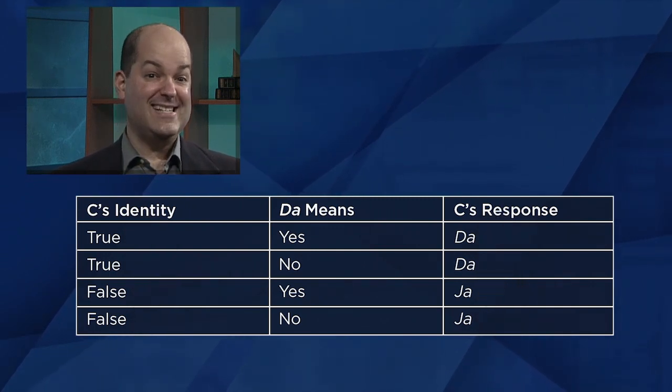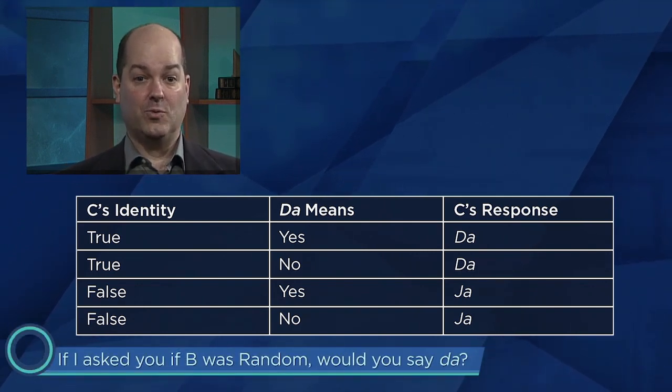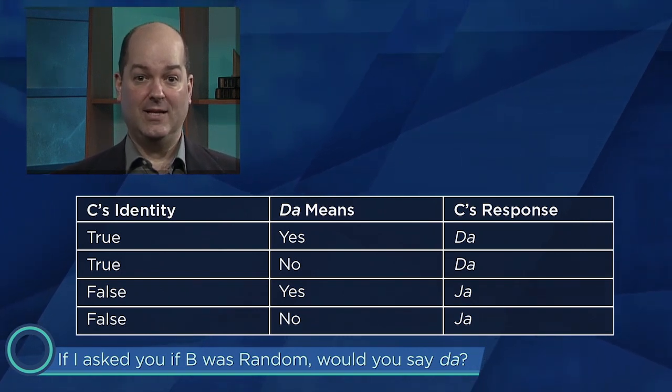The final question is again directed at C. This time we ask, if I asked you if B was random, would you say da? This will solve the problem. The possible cases are shown in this table.